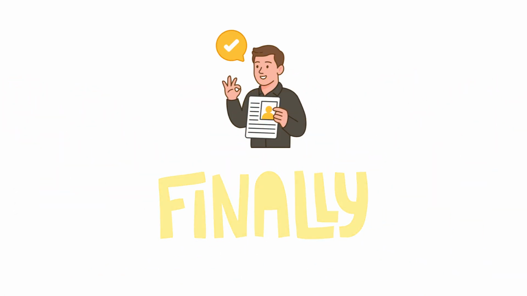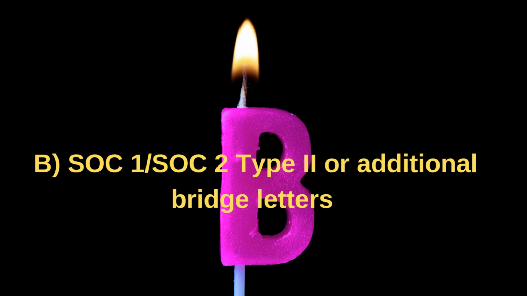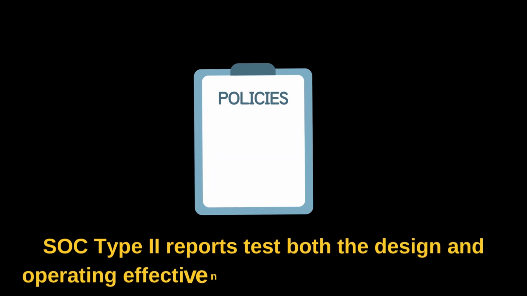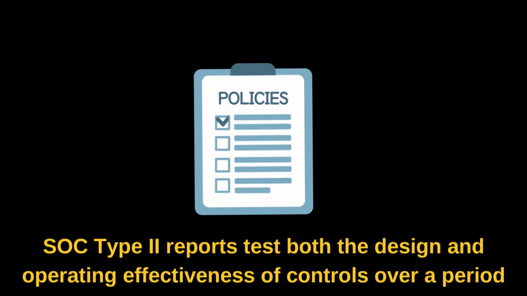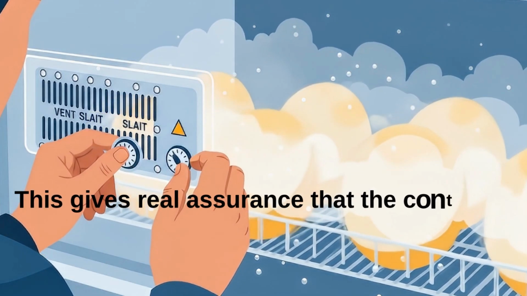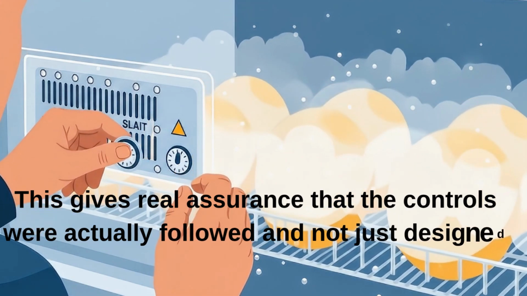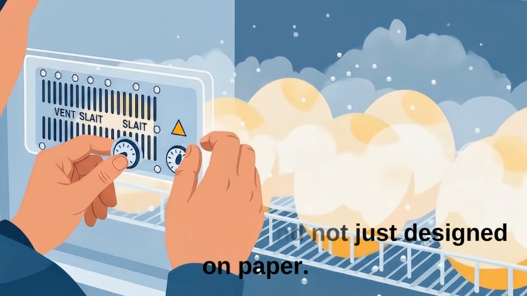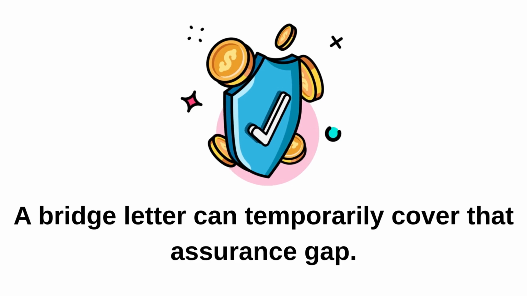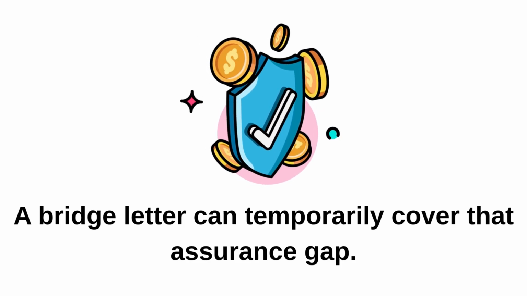And finally, option B, SOC1 or SOC2 type 2 reports or bridge letters. SOC type 2 reports test both design and operating effectiveness of controls over a period, usually 6 months or a year. This gives real assurance that the controls were actually followed and not just designed on paper. If the report for the full period is not ready, a bridge letter can temporarily cover that assurance gap.